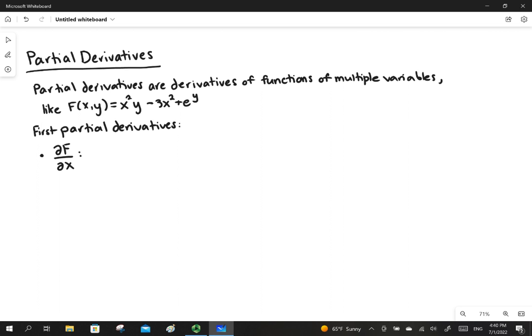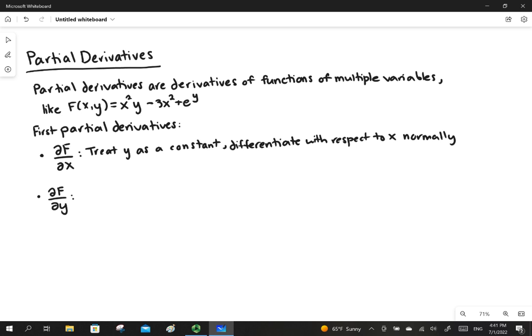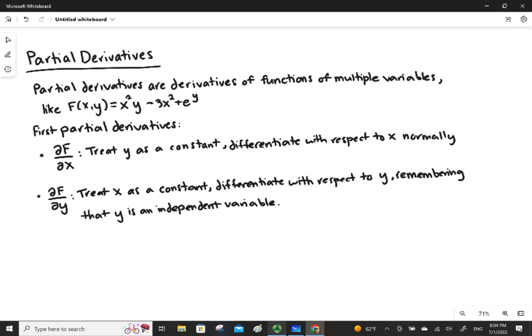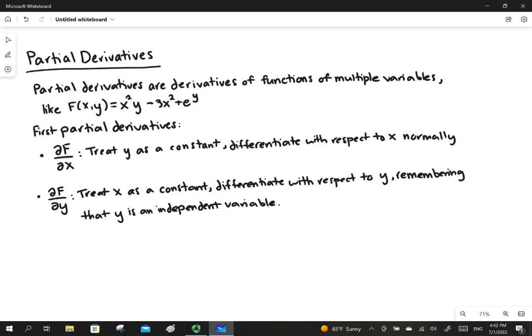To find the partial derivative of f with respect to x, we treat y as a constant, and then we differentiate with respect to x normally. To find the partial derivative of f with respect to y, treat x as a constant and differentiate with respect to y, remembering that y is an independent variable. I make a point of emphasizing that y is an independent variable because we get really used to the idea that y is a function of x. But when we are working with a function f of x,y, x and y are independent of one another.